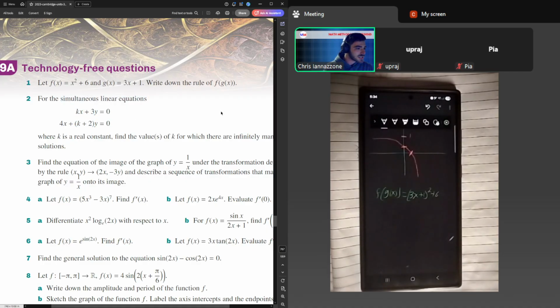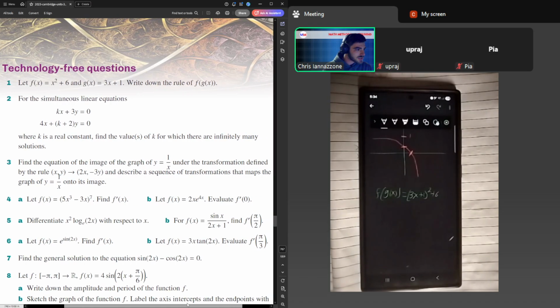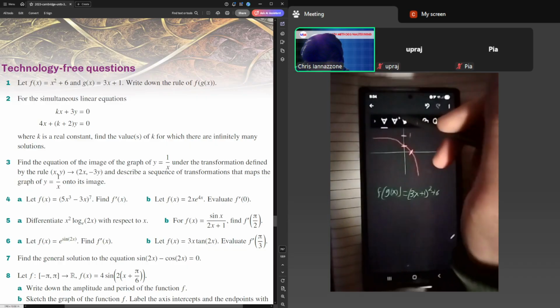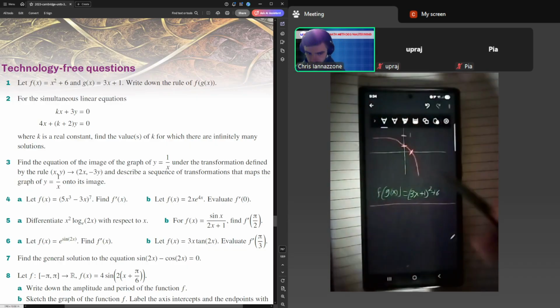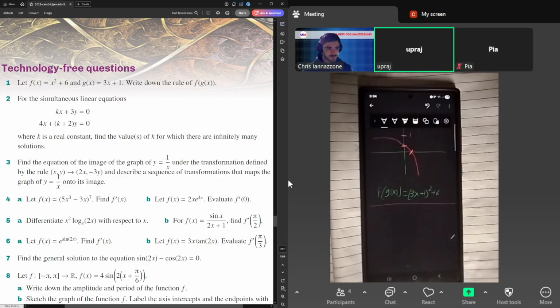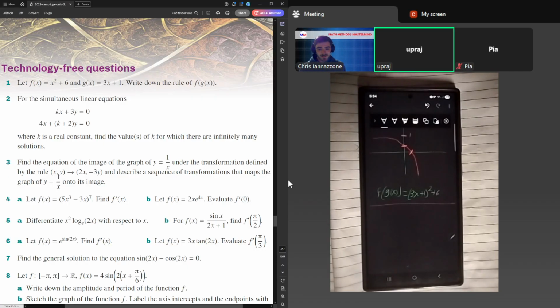Next up, simultaneous linear. We've got the scenario specifically where we want infinitely many solutions for simultaneous. What's going on there? They have to be the same line. Yeah, they have to be the same line, correct. When you have infinitely many solutions, it means that the lines intersect at every single point. So how are we going to force these to be the same line?